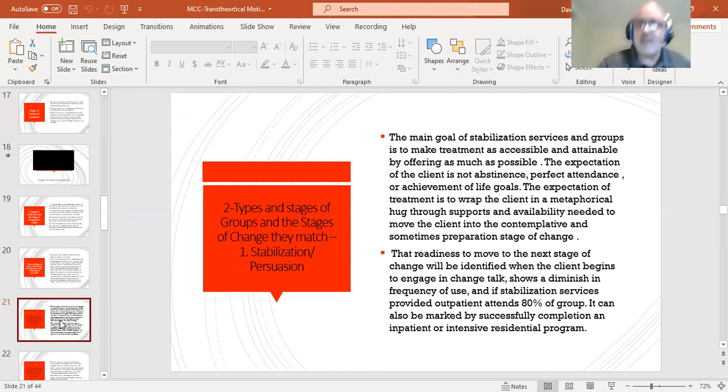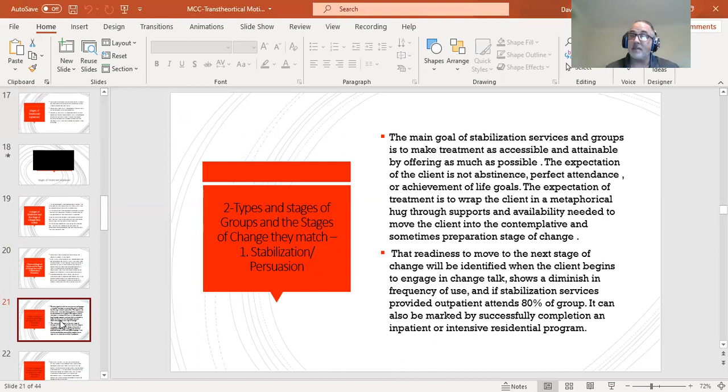The expectation of treatment is to wrap the client in a metaphorical hug through supports and availability needed to move the client into the contemplative and sometimes preparation stage of change. The readiness to move to the next stage of change will be identified when the client begins to engage in change talk, shows a diminishing frequency of use, and if stable, attends about 80% of the groups. So you're seeing behaviors that match what we're working on, and maybe the client's reporting. Even before you see the behaviors match, you might hear talk about it.